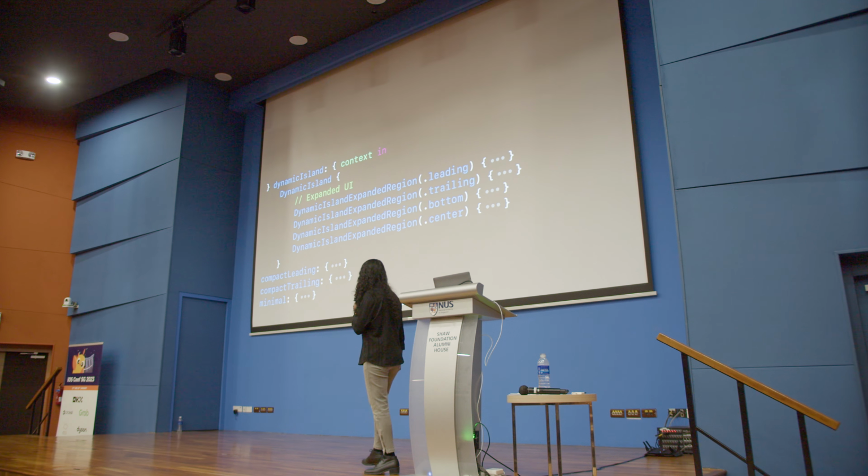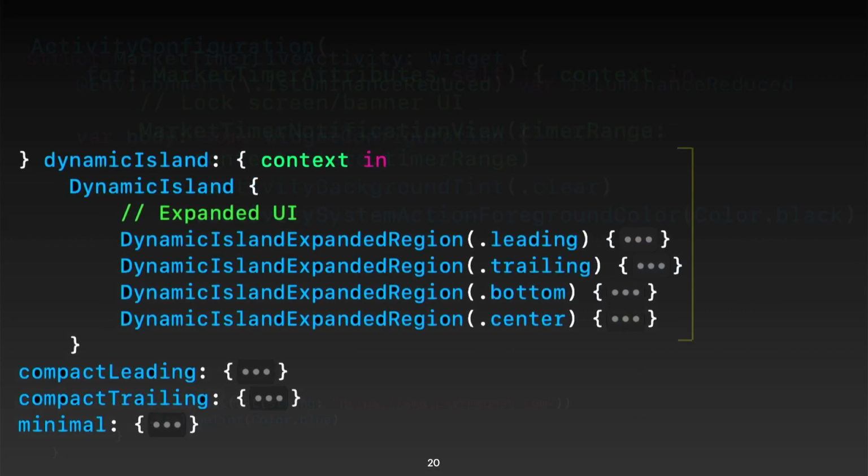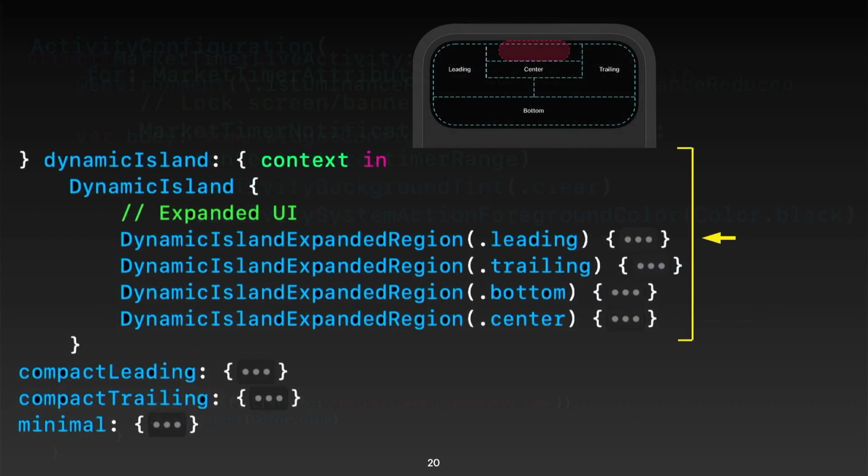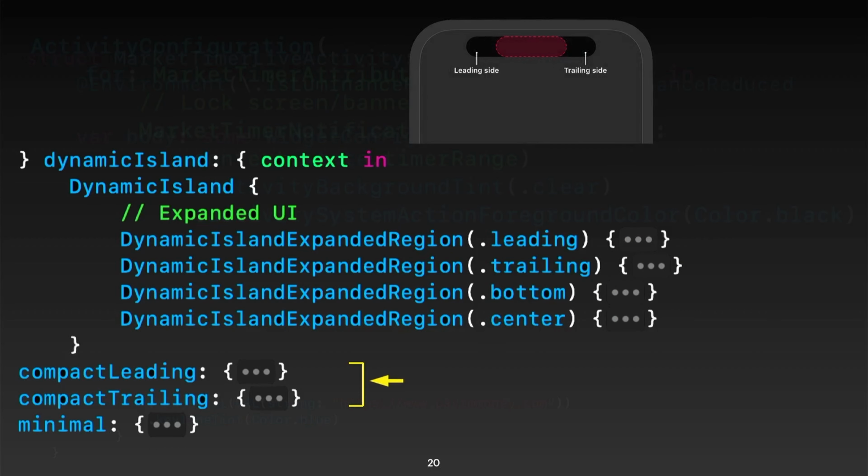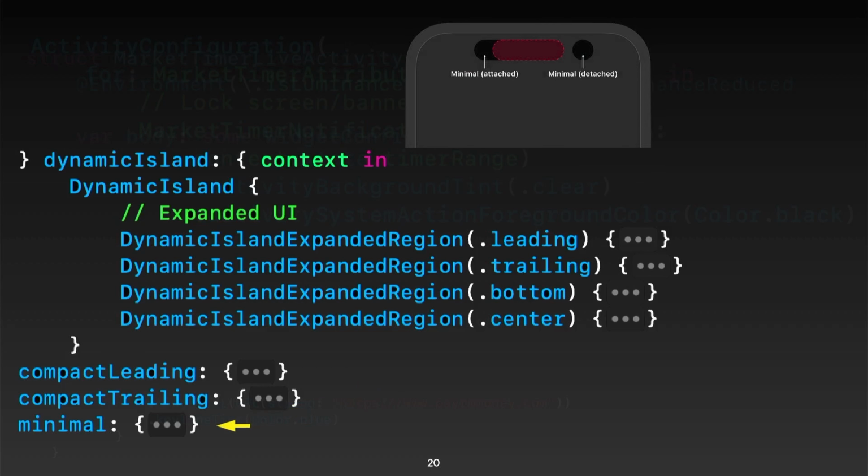In the next code segment, I'm providing the view for dynamic island expanded region. Here, I'm providing the view for compact leading and compact trailing. And here, I'm providing the minimal presentation of my dynamic island.